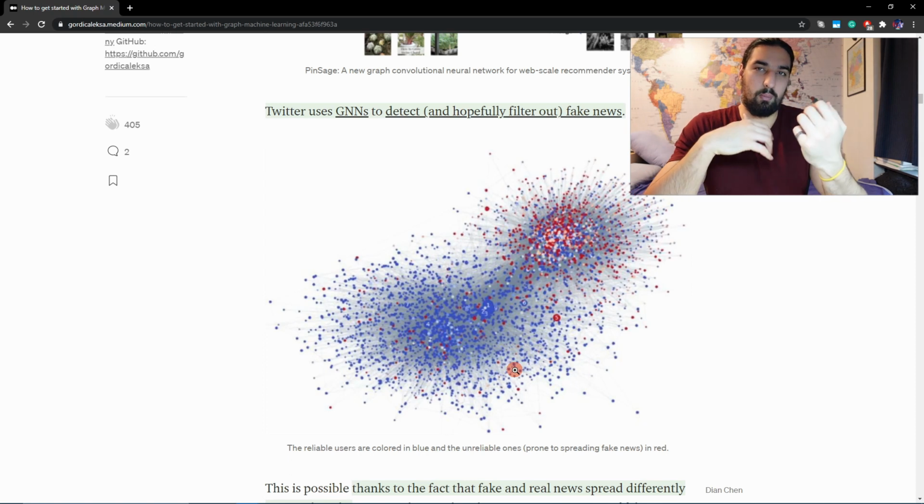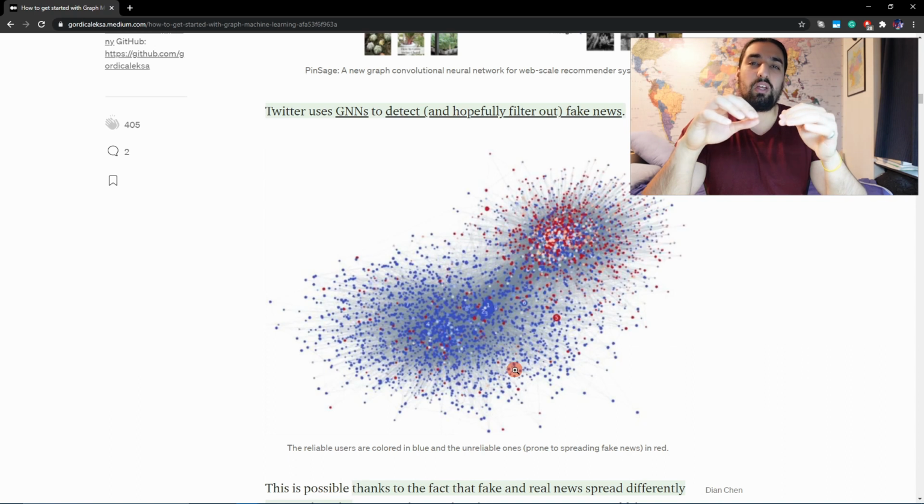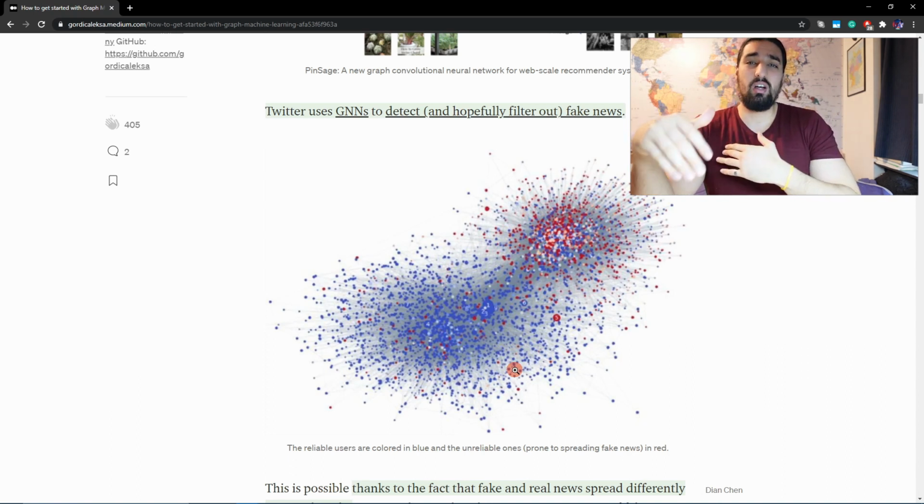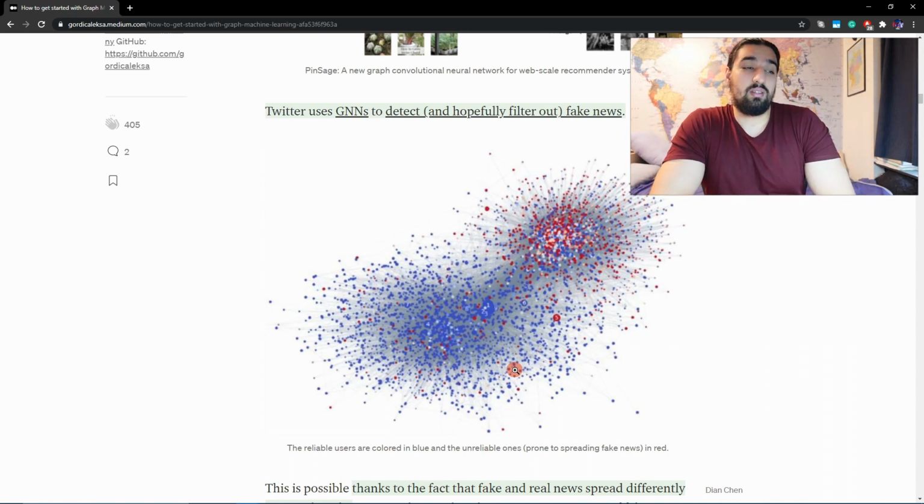And just by looking at the propagation patterns, it was shown in previous research that we can figure out whether the news is actually fake or real. And again, that's really naturally modeled as a graph. So GNNs to the rescue.